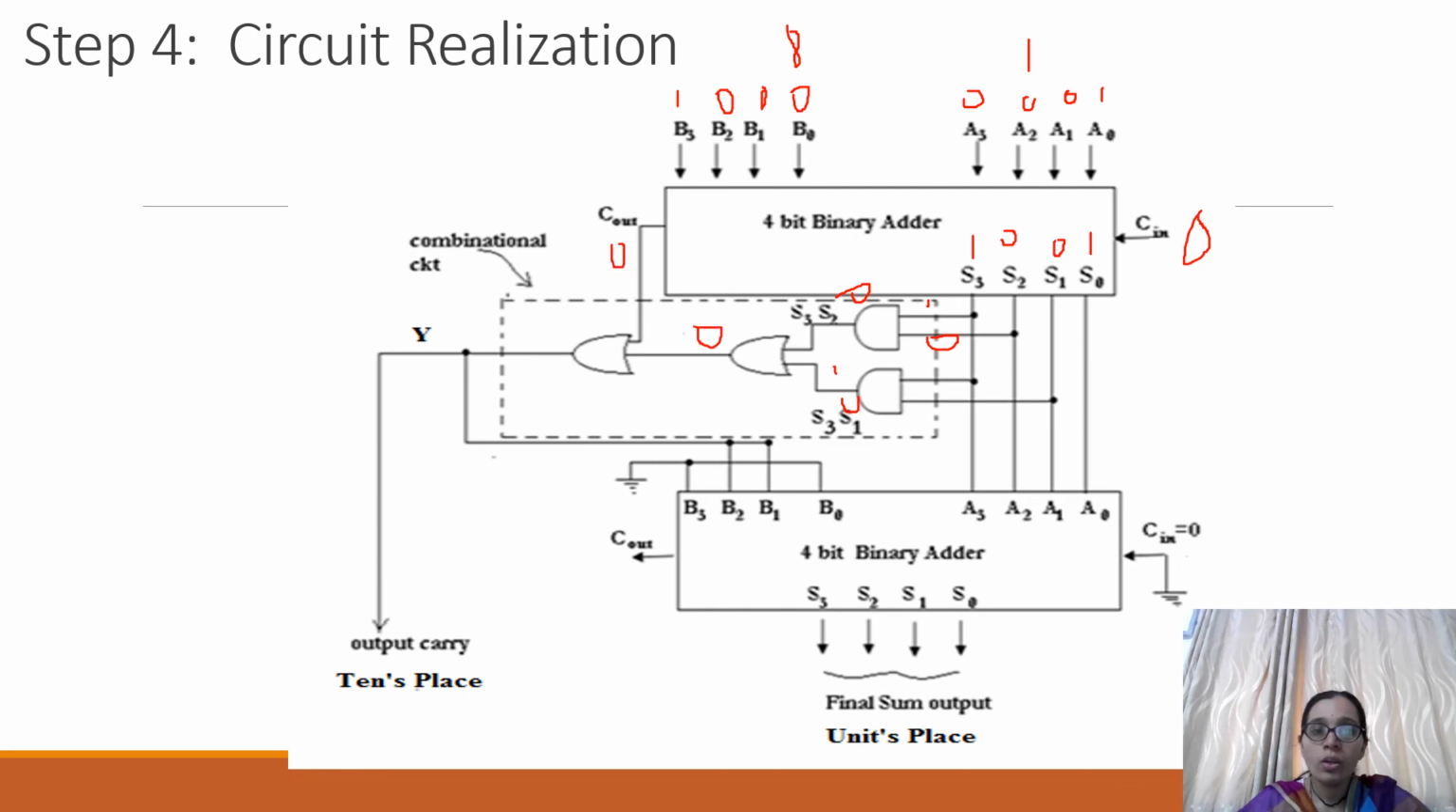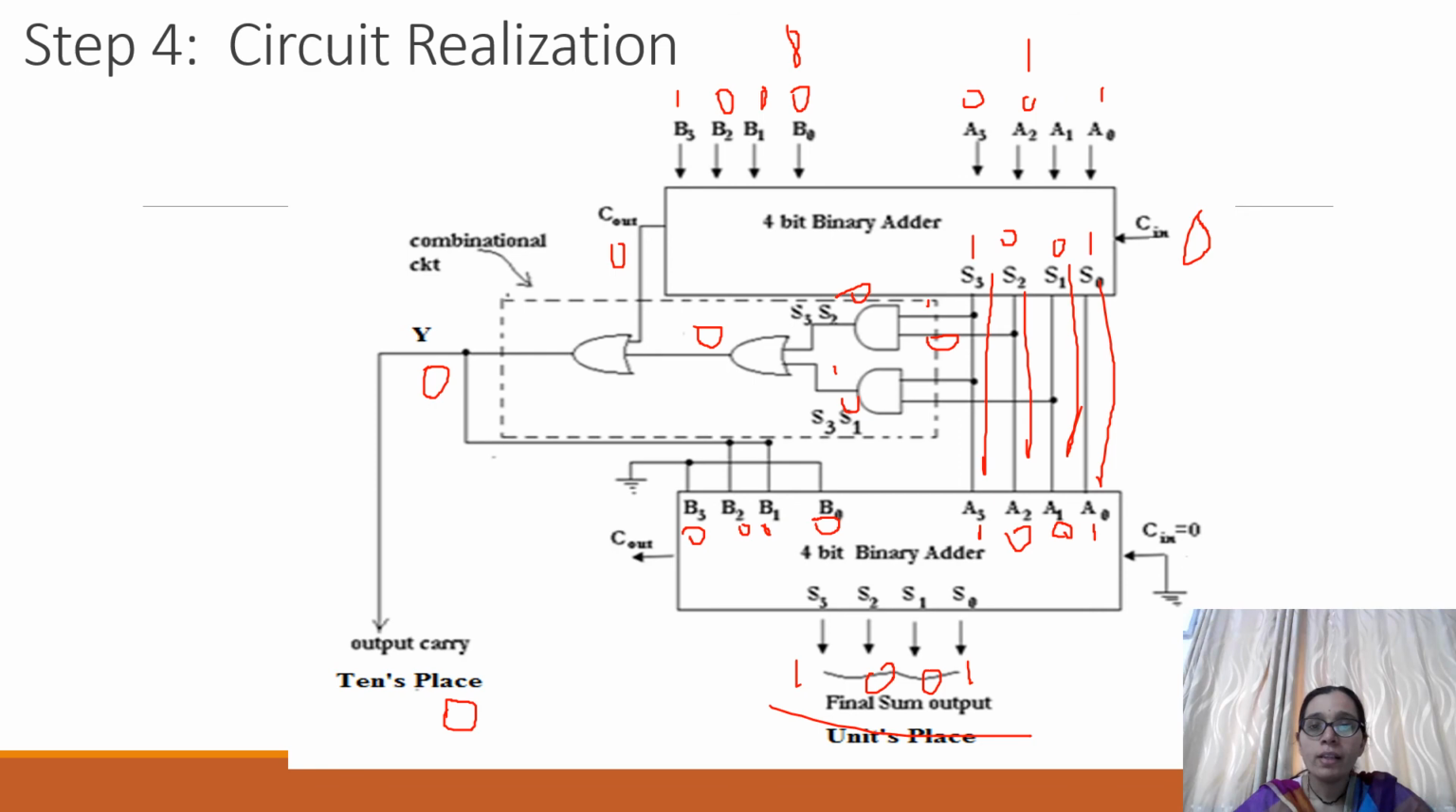Cin is already 0. Y is 0. Therefore, Y is connected to these two pins, so here 0, 0, 0 and 0. Therefore, this 9 will be considered as it is here, that is 1, 0, 0 and 1. So 9 plus 0, result is 1, 0, 0 and 1, and tens place is 0. This is 8 plus 1, sorry, the output is 9.